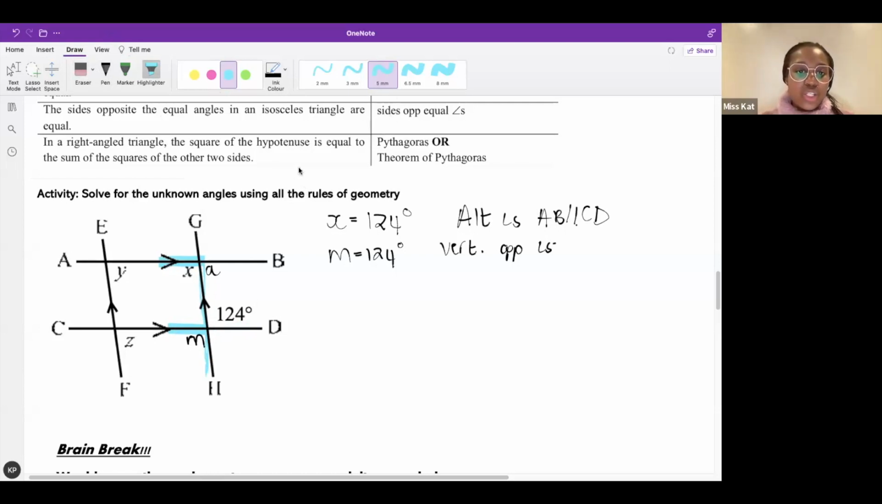Okay. Yes, Tando? Ma'am, I just wanted to find out, when you said there's two reasons for M, was I wrong when I said vertically opposite angles, or was it still correct? You were correct, Tando. Very much correct. I just wanted to mention the other reason because someone else might have seen it and wondered, so is mine wrong? There's a lot of ways to find these answers. So you're 100% correct.